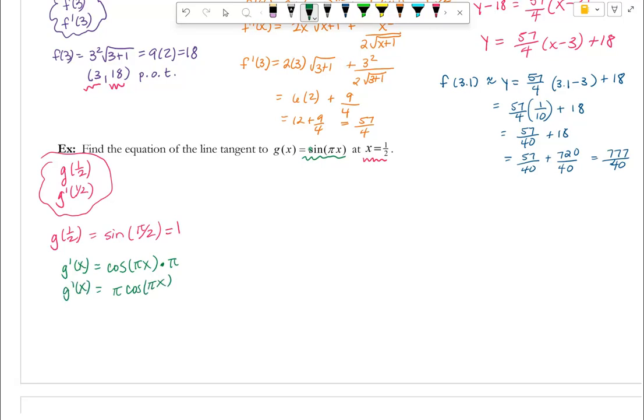So now, if I wish to find g prime of 1/2, that's just pi times the cosine of pi times 1/2, which is just pi over 2. And the cosine of pi over 2 is 0. So pi times 0 is 0. So we find that we have a slope of 0, and we have a point of tangency. We said our point of tangency is at (1/2, 1).